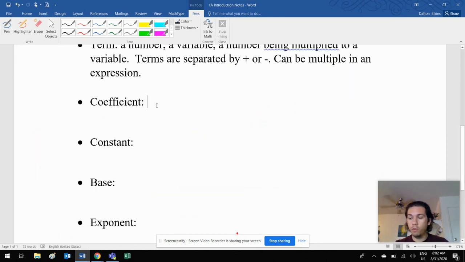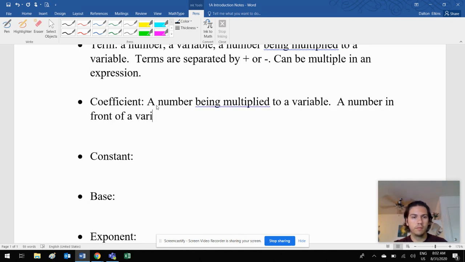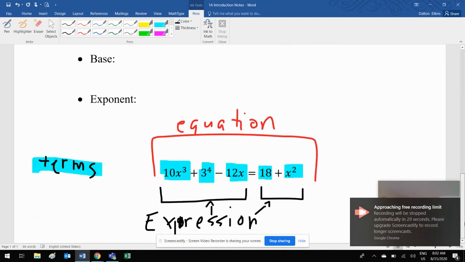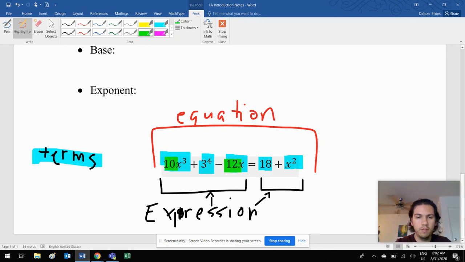Okay, the next word we have is coefficient. A coefficient is a number being multiplied to a variable. Just a number in front of a variable. So if you look again at this that we have, you have 10, 12, and there's actually a sneaky hidden 1 right here.